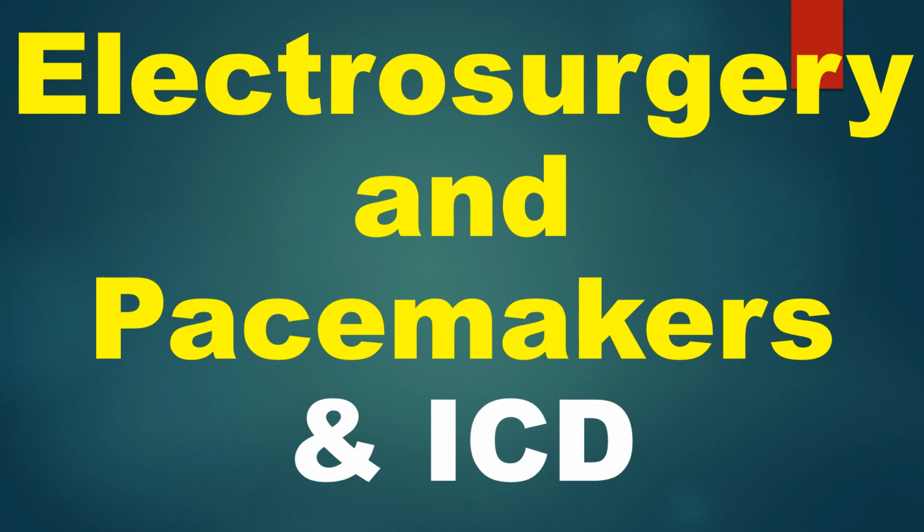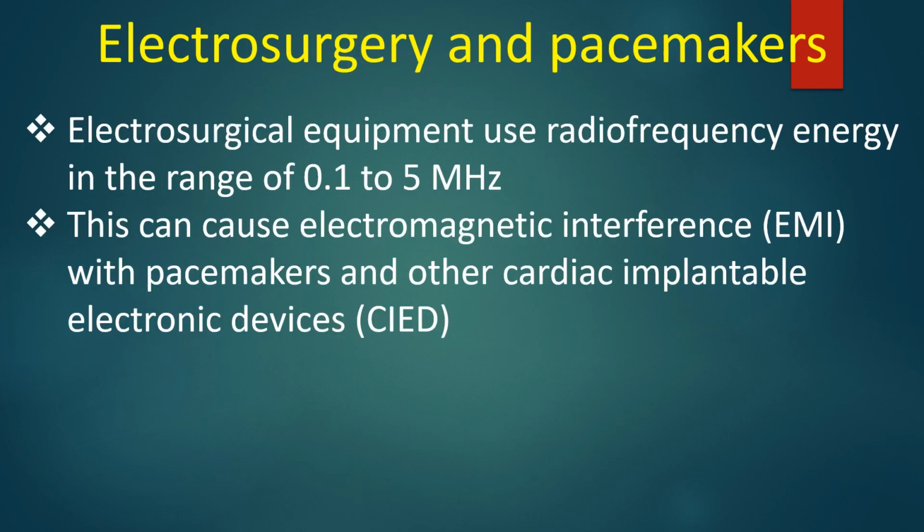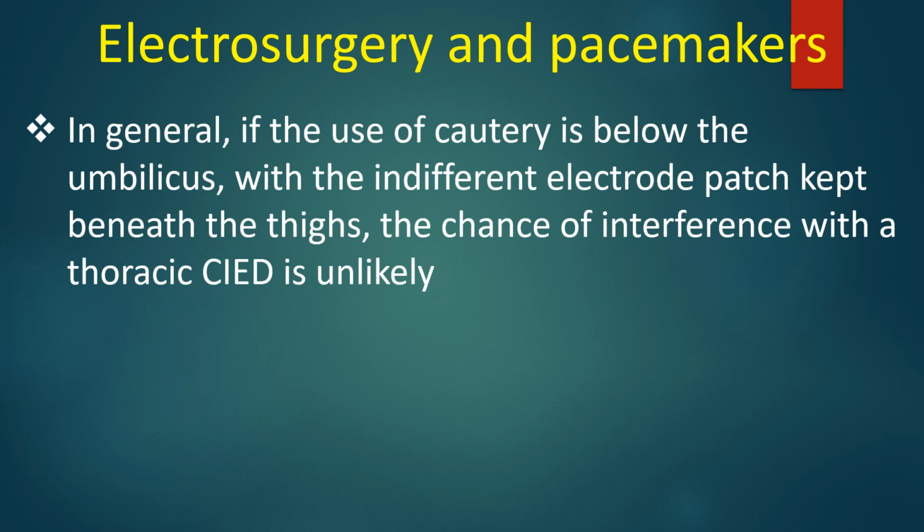Discussion on electrosurgery in patients with pacemakers and ICDs. Electrosurgical equipment uses radiofrequency energy in the range of 0.1 to 5 MHz. This can cause electromagnetic interference with pacemakers and other cardiac implantable electronic devices. In general, if the use of cautery is below the umbilicus with the indifferent electrode patch kept beneath the thighs, the chance of interference with the thoracic CIED is unlikely.